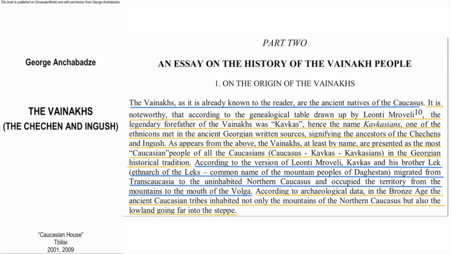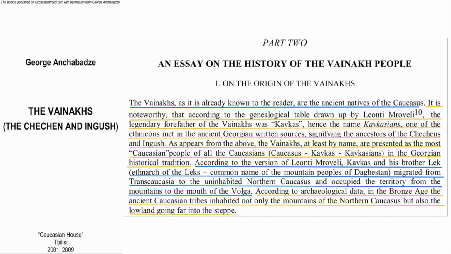As appears from the above, the Veinakhs, at least by name, are presented as the most Caucasian people of the Caucasus, or should I say, the most Caucasian people of all the Caucasians. Kavkasians in the Georgian historical tradition. So I'm going to pause right there. Chechens and Ingush people, these Veinakh peoples, these are the most Caucasian people of all Caucasians in the Caucasus. And they have this connection with a man named Kavkas. That's who they're claiming as their ancestor.